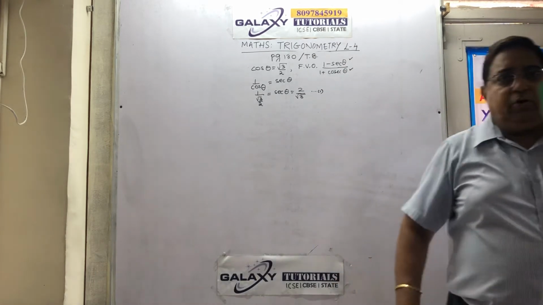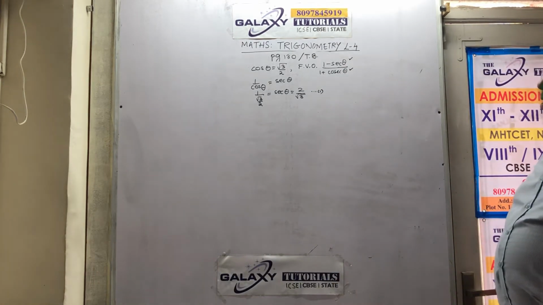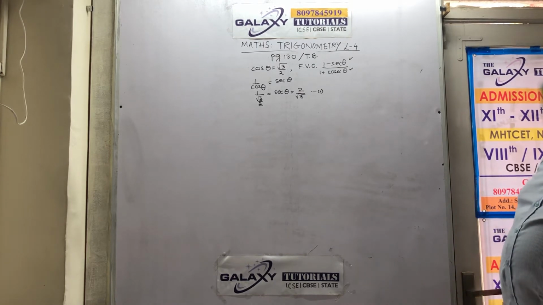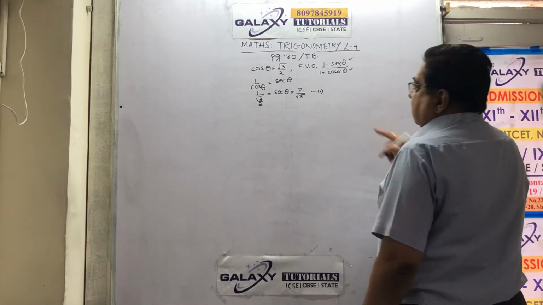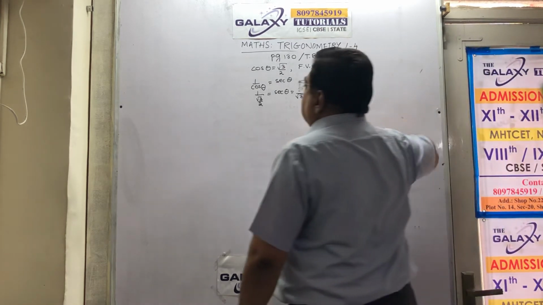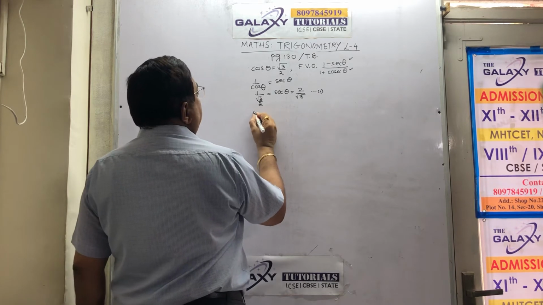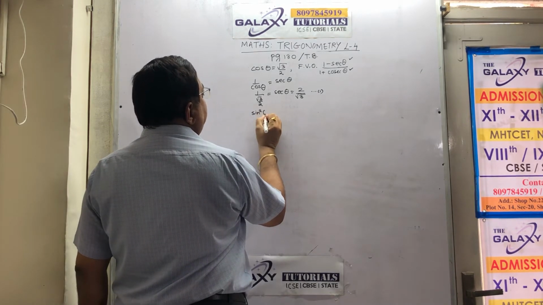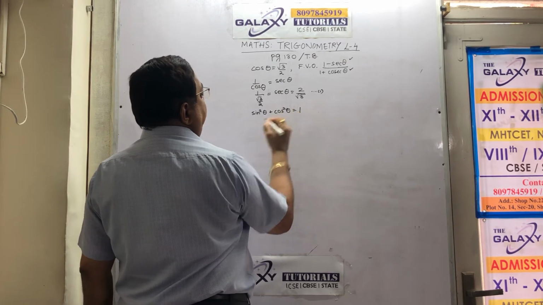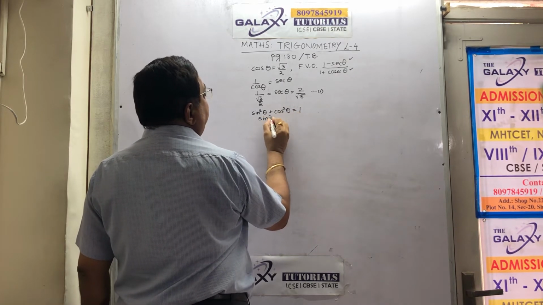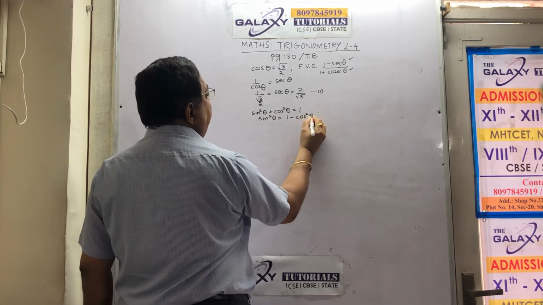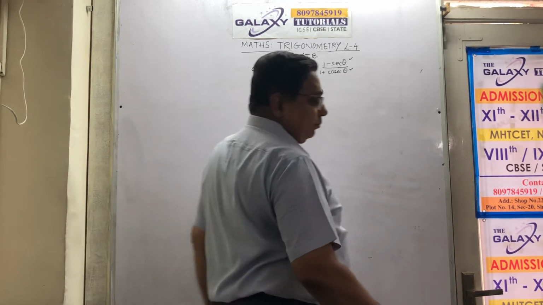First we have to find the value of sec theta. Next, in the last sum I taught you how to find sin theta from cos theta. I need sin for cosec. Cosec is 1 upon sin. So, second identity: sin square theta plus cos square theta is equal to 1, or sin square theta is 1 minus cos square theta.